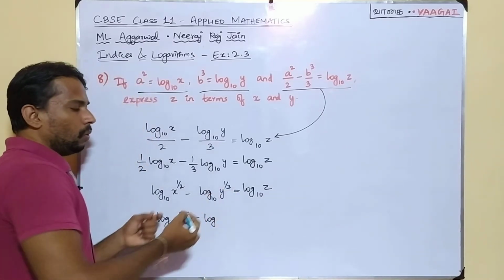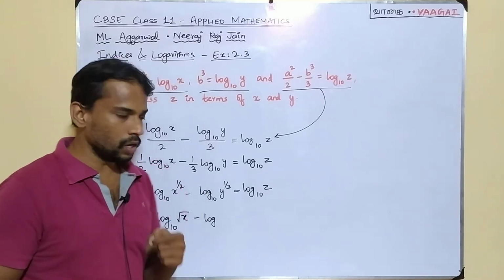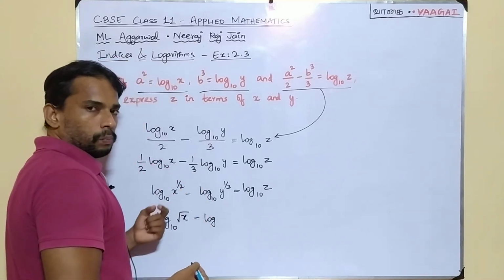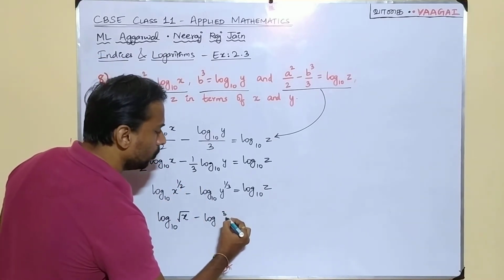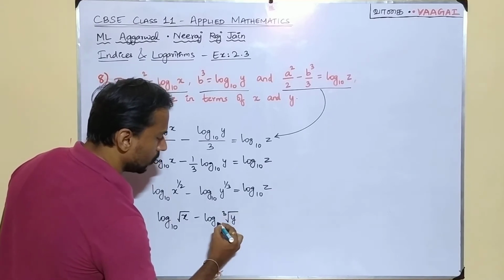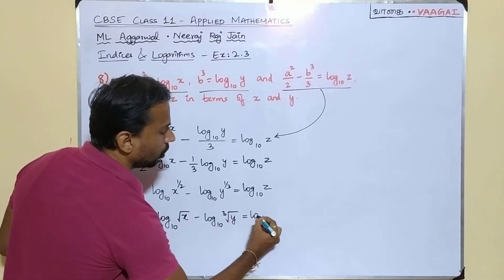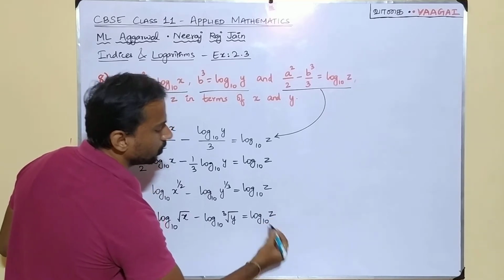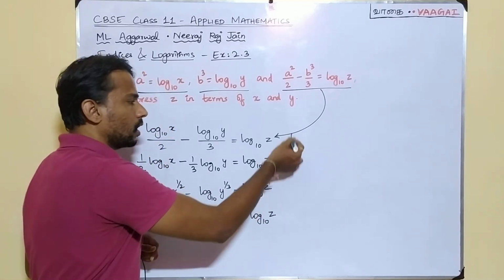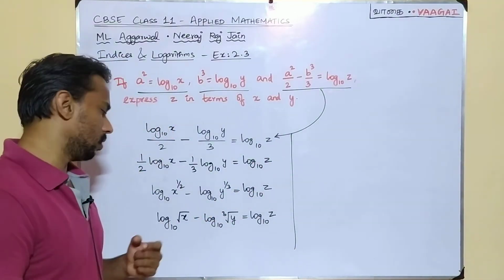log of y power 1 by 3. That can be written as the cube root of y to the base 10, which is equal to log z to the base 10. This way we can write. Yes, we'll just continue on the right hand side.